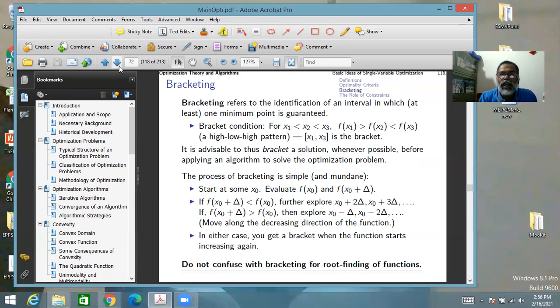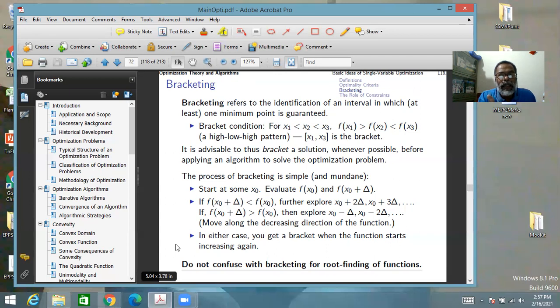Now at this point I should point out one important thing in which many students confuse. The bracketing process of root finding and bracketing process of optimization are different. In the case of root finding, when you want to solve an equation, you say on this side it is negative, on that side it is positive. There also, from continuity, you say that in between there must be a zero. That is for root finding, where you are looking for zero.